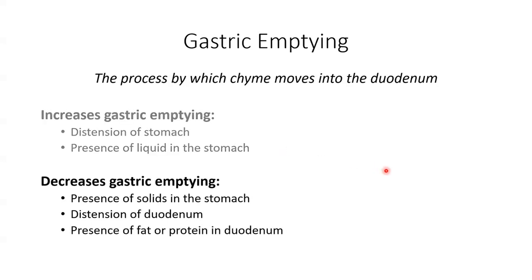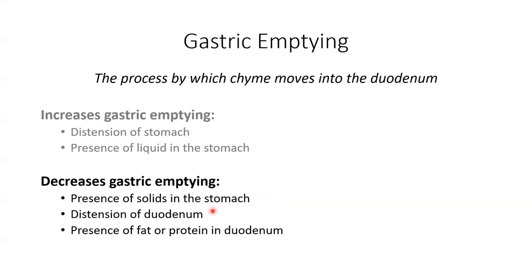Factors which will then delay or decrease gastric emptying are the presence of solids in the stomach. So this means that the food has not been mixed and churned. We haven't had enough propulsion and retropulsion to break down the food so it's in a consistency that can actually pass through that narrow pyloric sphincter.